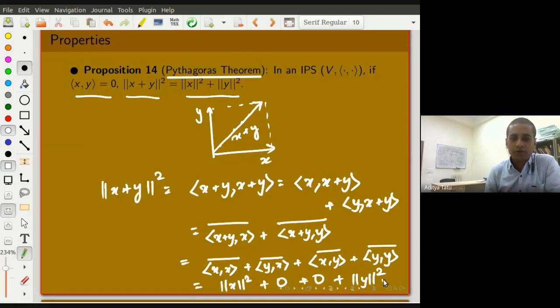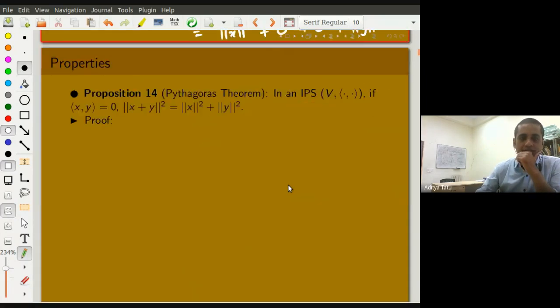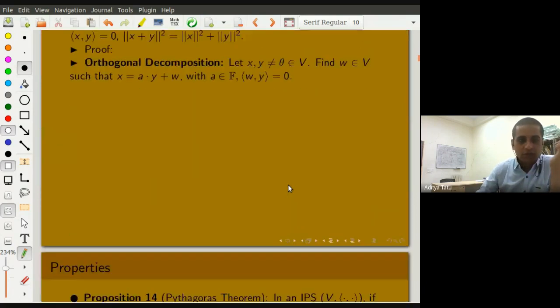Once again, I hope you appreciate the beauty here in the sense that I did not assume what the vector space is, what the particular inner product is. No matter what your inner product is, this always has to be true. Also, I did not assume any particular vector space: the vector space of functions, Rn, Cn, whatever. So I already proved this.